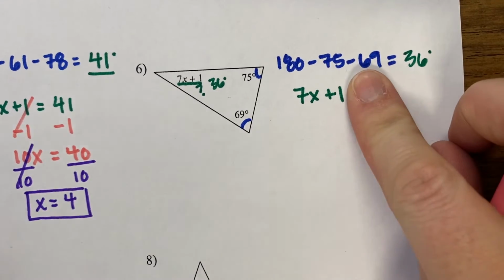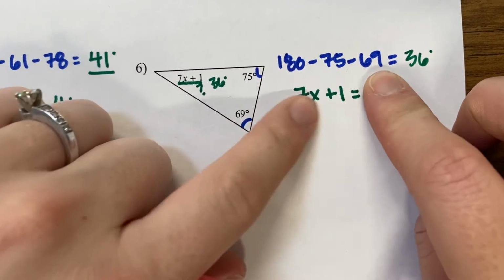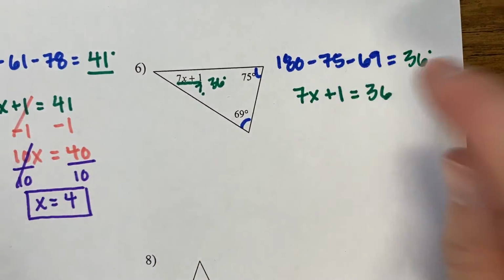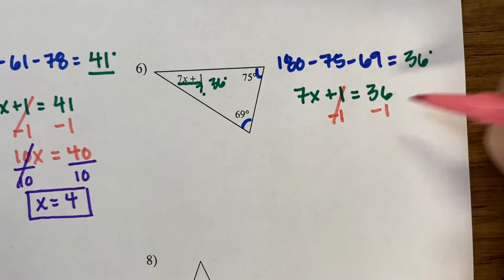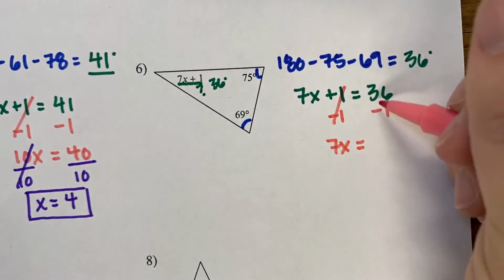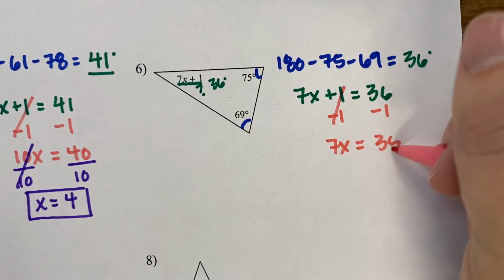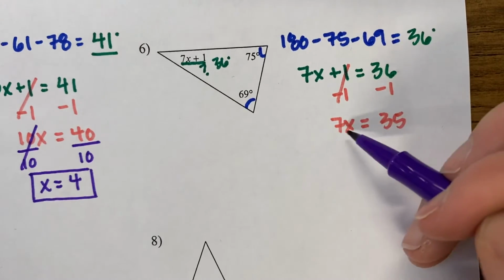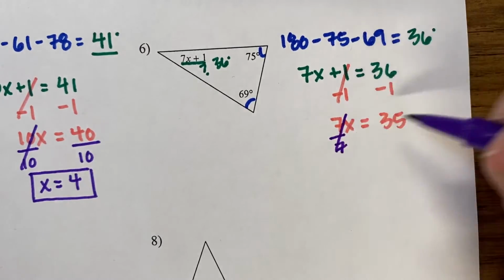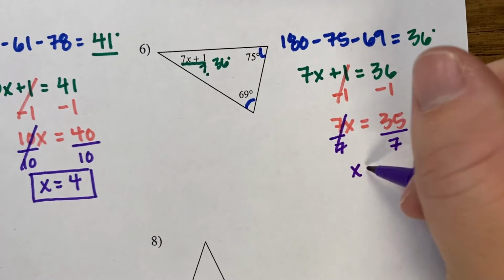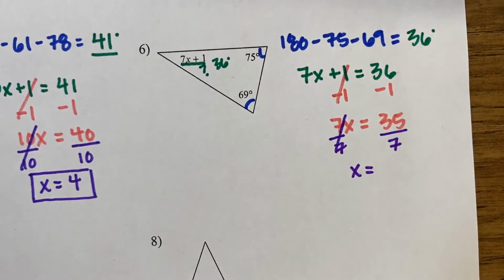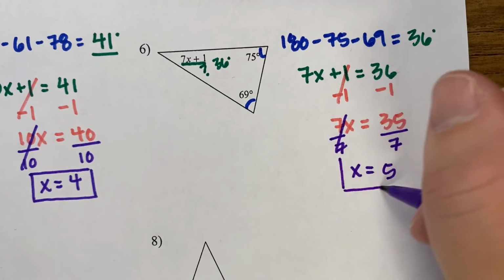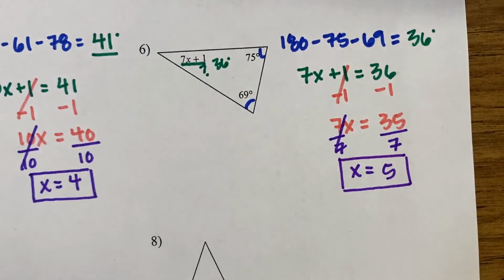Opposite of plus 1, right? We have to get rid of the plus 1 first. It's on my side with my x. It's farthest away. So the opposite of plus 1 is subtract 1. I get 7x equals 36 minus 1, which is 35. And now I have one more step for getting my x by itself. The opposite of times by 7 is divide by 7. And my x is equal to 35 divided by 7, which is 5. And there we go. We solved for x.